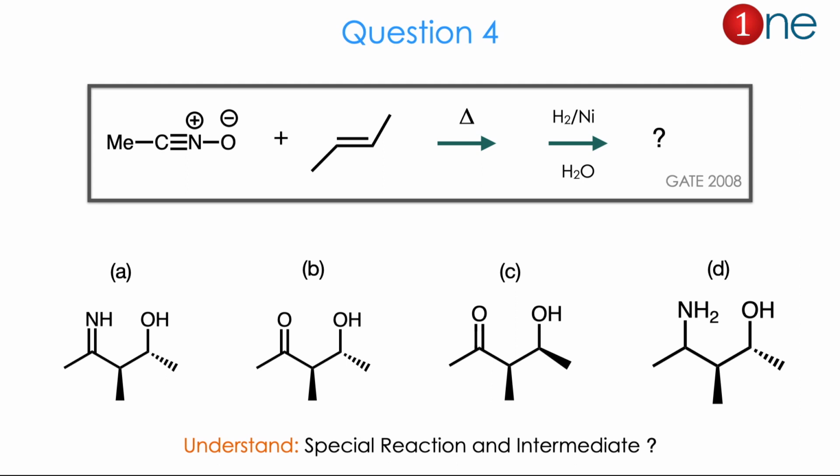The products can be imine or ketone, whether the alkyl groups are syn to each other or trans to each other, or simple amine. The products can be amine or ketone or imine. So amine, imine and ketone, as well as the methyl groups being syn to each other or anti to each other. If you compare reactant to product, there is a special reaction involved here, and the intermediate is the interesting question. The answer is B. Let us see how.